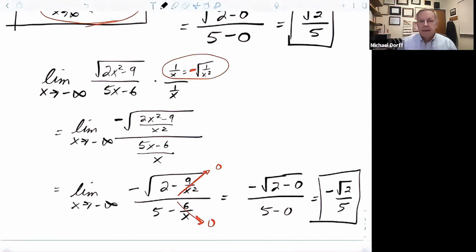All right? See how those two problems are different. As x goes to infinity, I get one answer. As x goes to negative infinity, I get a different answer. Hope that helps.